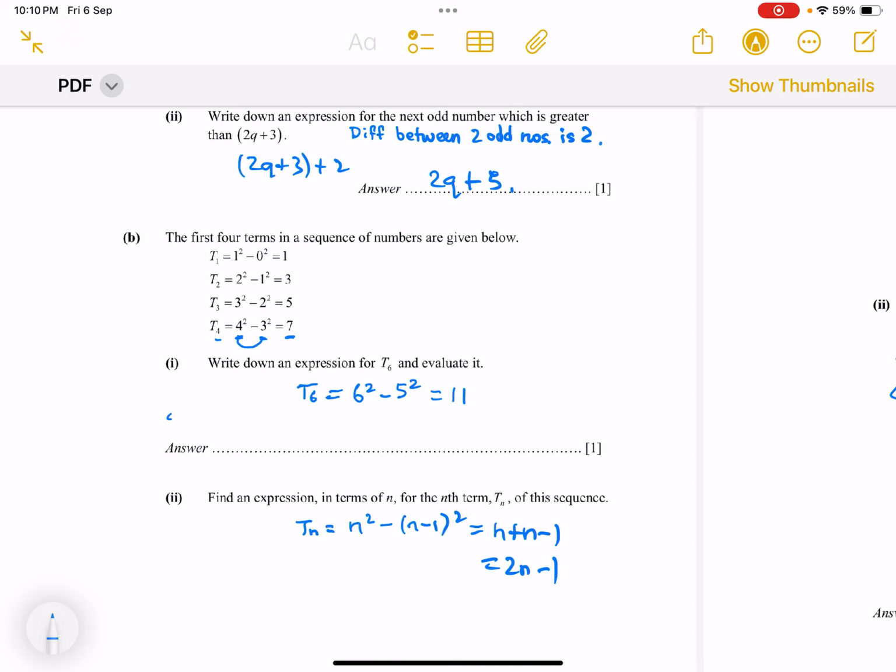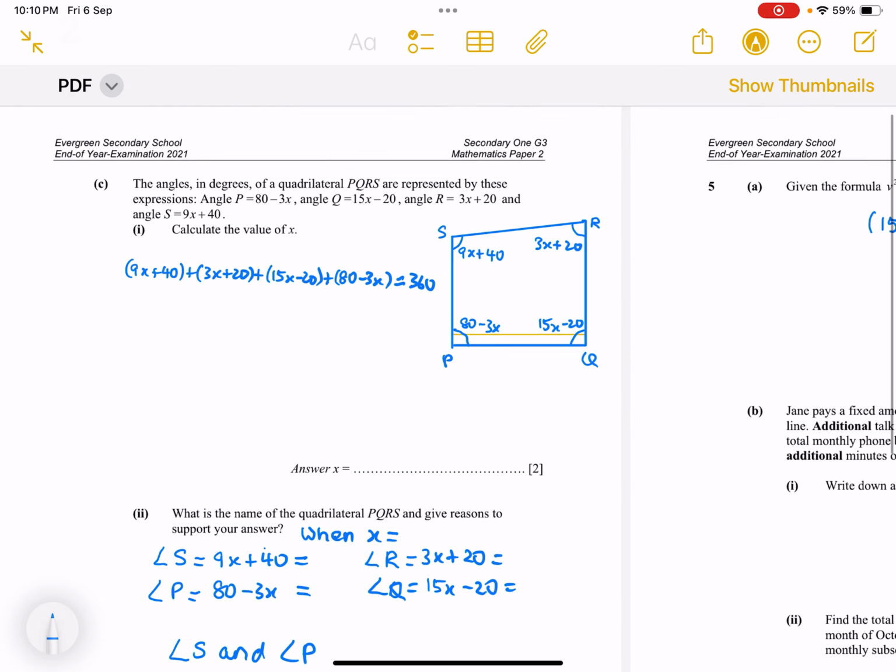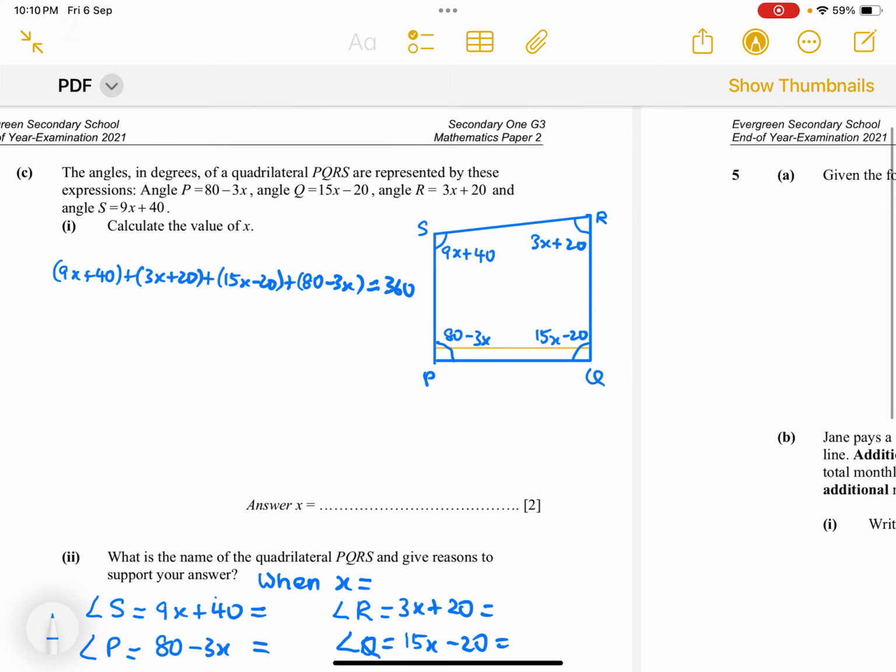Right, the next sum, we have a sum on angles. And here we have to find x. So what do we do to find x? We add all the angles, and it's equal to 360. Angle sum in the quadrilateral. Right, so we need to calculate that. It's 24x plus 120 equals 360, and therefore we can find x is 10.